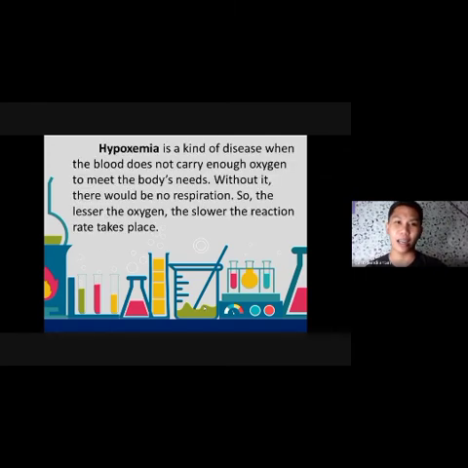Ayan. So, hypoxemia is a kind of disease when the blood does not carry enough oxygen to meet the body's needs. Without it, there would be no respiration. So, the lesser the oxygen, the slower the reaction rate takes place. So, ito yung sakit na kapag yung blood does not carry enough oxygen to meet the body needs is hypoxemia. Okay. So, hindi yung oxygen yung wala sa katawan natin, kundi yung blood natin is kulang sa oxygen.